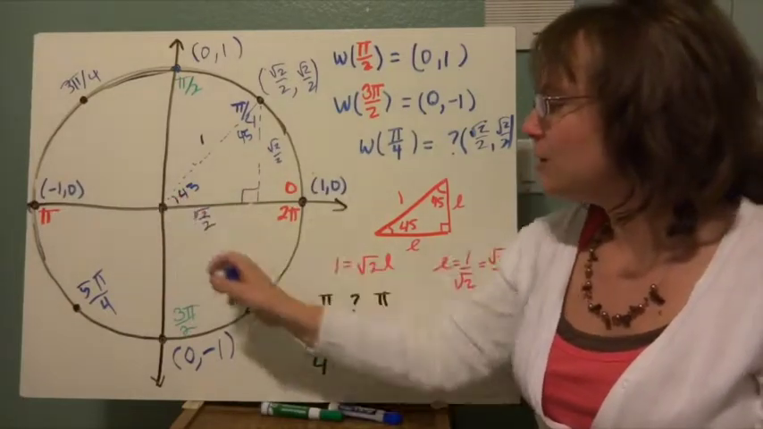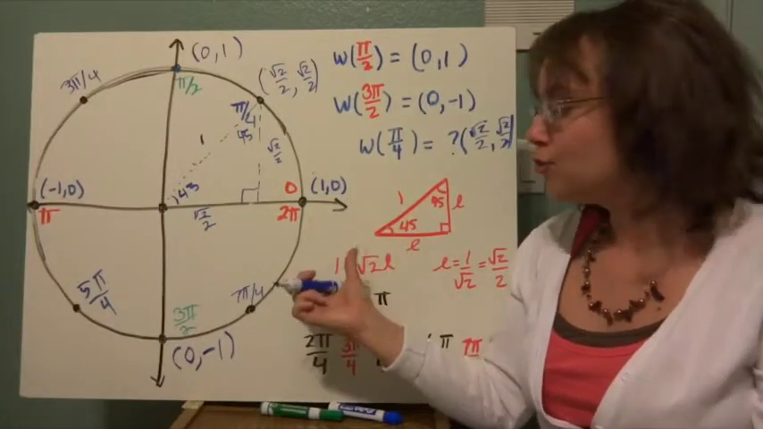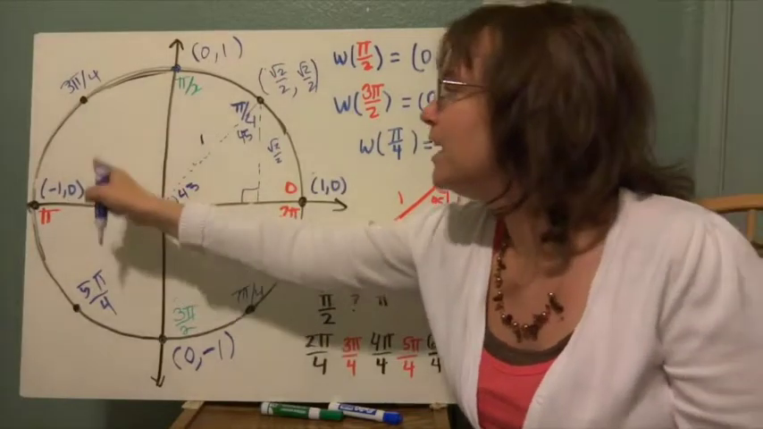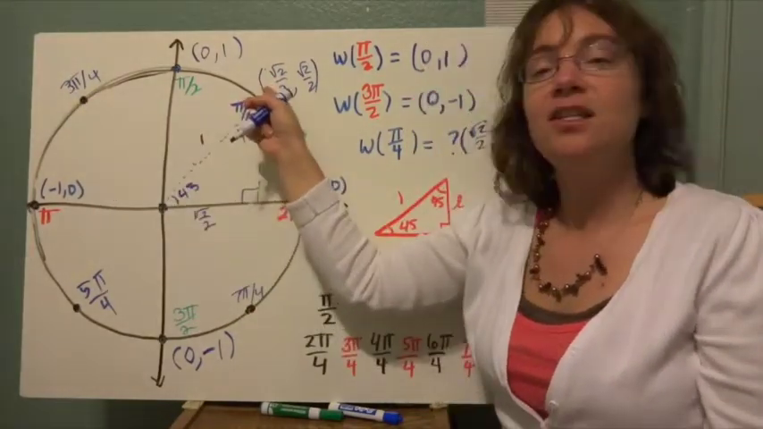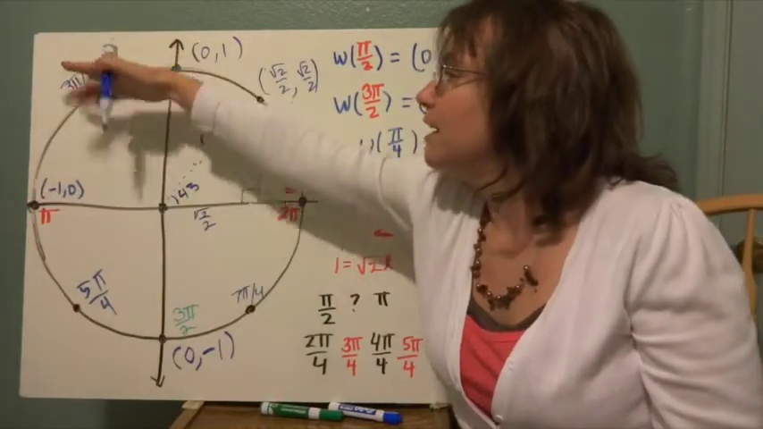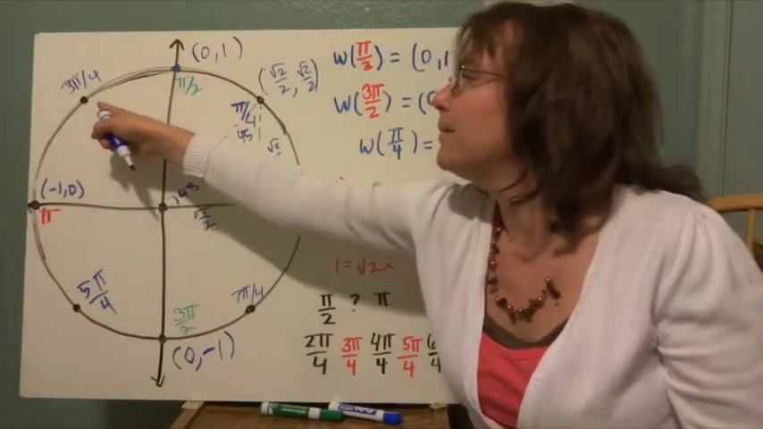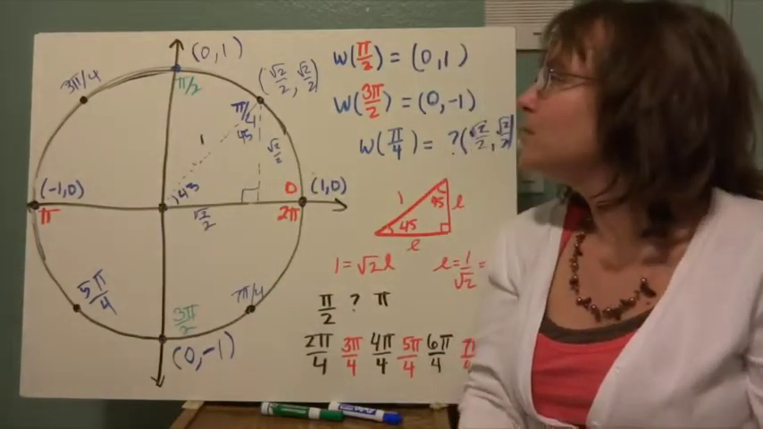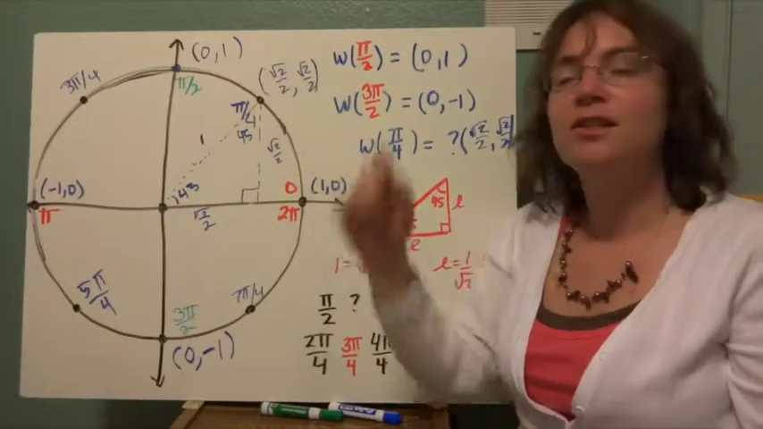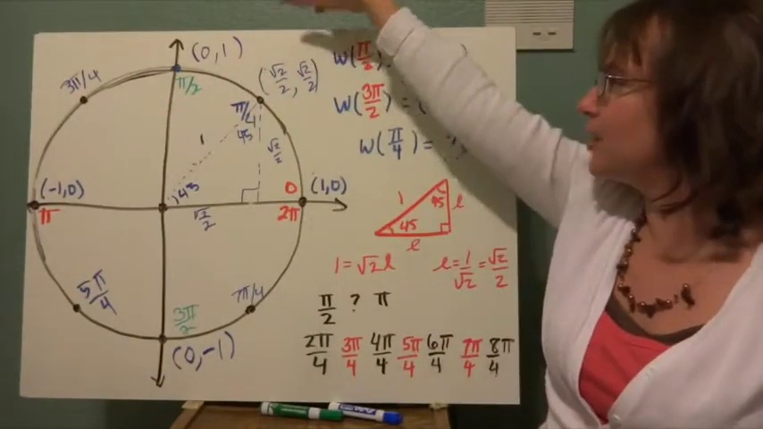Now if you think about it, each one of these is going to give us a 45, 45, 90 triangle. The only thing that's going to change is the sign. Over here, my x coordinate, this square root of 2 over 2, is going to be negative. My y coordinate is going to be positive. So the wrapping function of 3 pi over 4 would be negative square root of 2 over 2, comma, square root of 2 over 2. The negative would be the x. And so let's take a look at that.